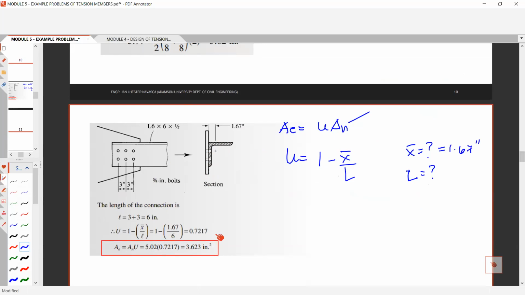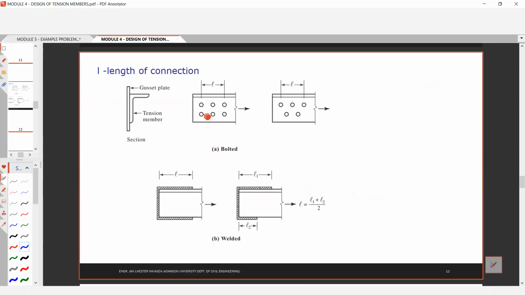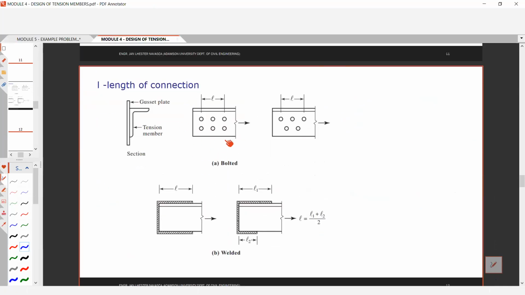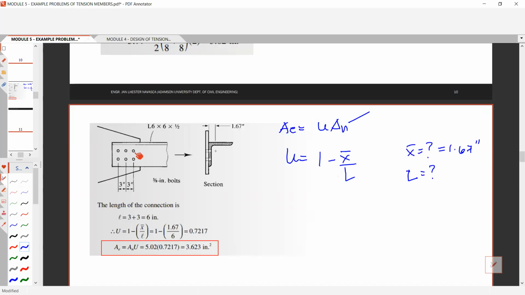Okay, what is L? The length of connection. According to the AISC connection manual, your length of connection is the distance of the farthest hole to the nearest hole, measured center to center. So this one, your farthest hole is this line, and this one is your nearest hole. You have 3 inches and 3 inches. Therefore, your total length of connection is 6 inches. That is why you have this L, that is 6 inches.